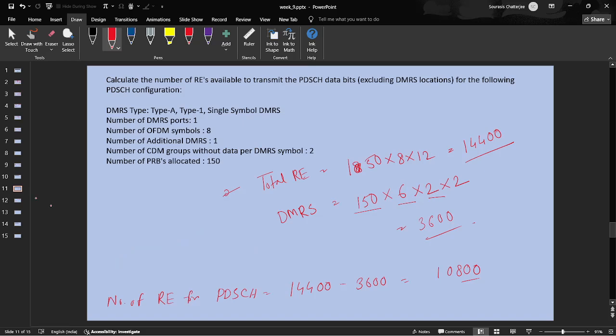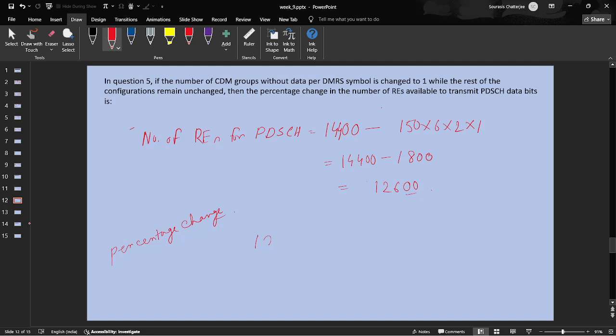So what is the percentage change here? Earlier we had 10800, now we have 12600. So the difference divided by what it used to be earlier comes out to be 16.67% increase in the number of REs available for transmission of data.